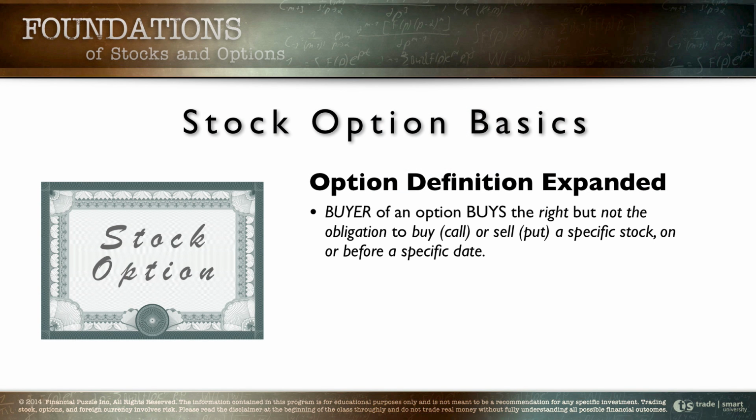So let's expand our definition just a little bit here. Remember, we said that the basic definition is the right but not the obligation to buy or sell a specific stock on or before a specific date. I'm going to underline this in blue. The right but not the obligation to buy, we're going to call that the call option, because remember, the call is the right to buy. Or the right but not the obligation to sell, we'll call that the put option, because remember, the put is the right to sell a specific stock on or before a specific date.